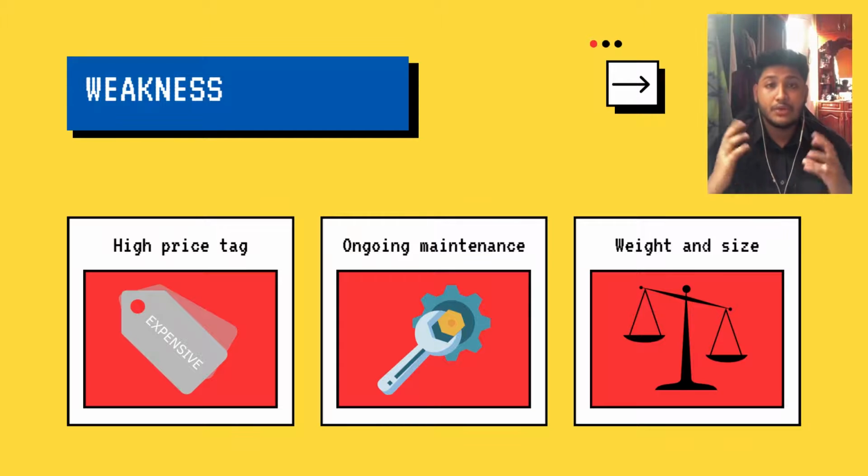Okay, let's talk about the weakness. At the end, there are also some weaknesses that are listed after using the product. Firstly, high price tag. Mostly DSLR cameras are very expensive, although this product has the lowest price.